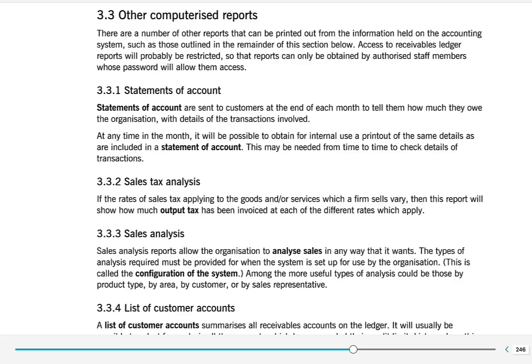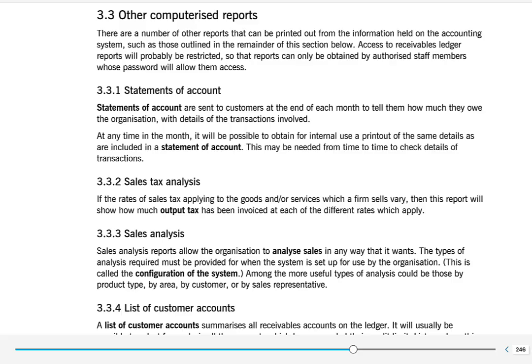Exam recommendations for Lesson 3.3. Recommendation 1. Always link each report to a purpose. The exam rewards report plus use, not just naming the report. Recommendation 2. Use office language. Say things like chasing overdue accounts, resolving disputes, reminding customers, checking tax calculations, and supporting management decisions.